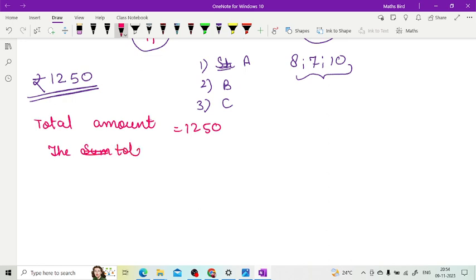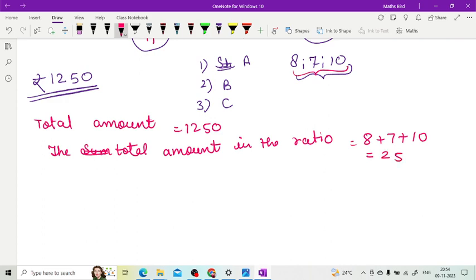The total amount in the ratio. In the ratio, what is the total amount? 8 plus 7 plus 10, it will be 25, right? Now it is 25.